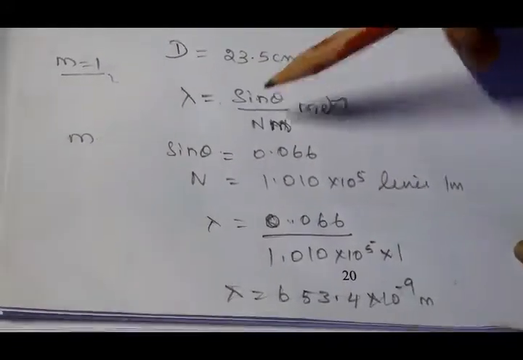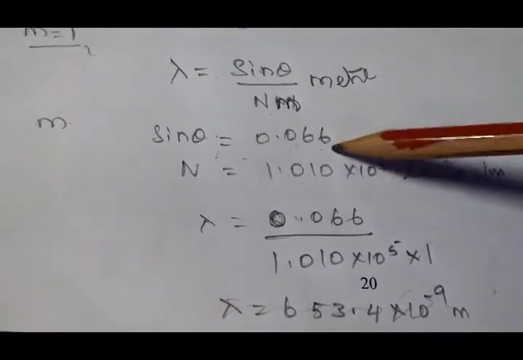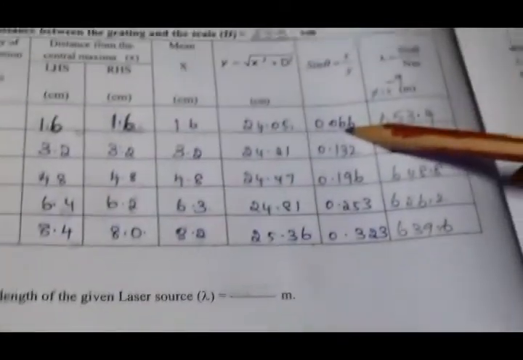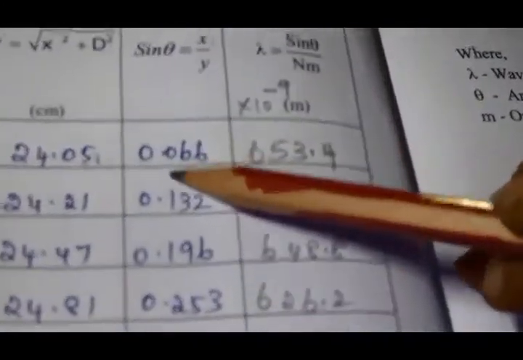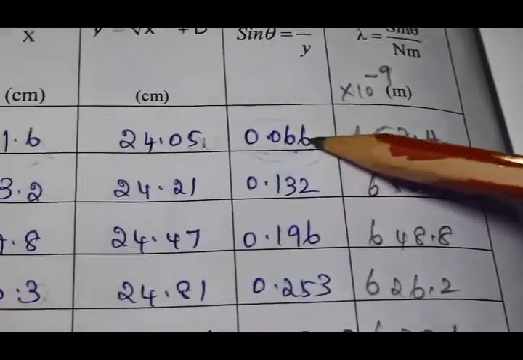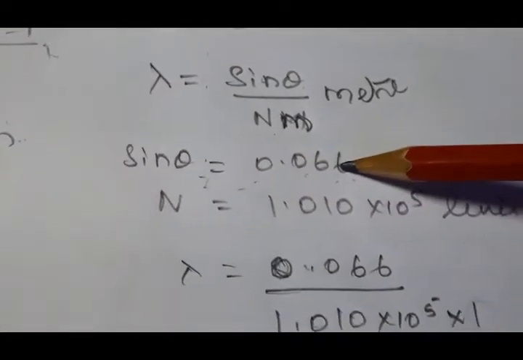Then what is the sin theta value? Substitute the data. Sin theta is 0.066 from the tabular column which we have calculated. We know sin theta is 0.066, so in this case you substitute sin theta as 0.066.